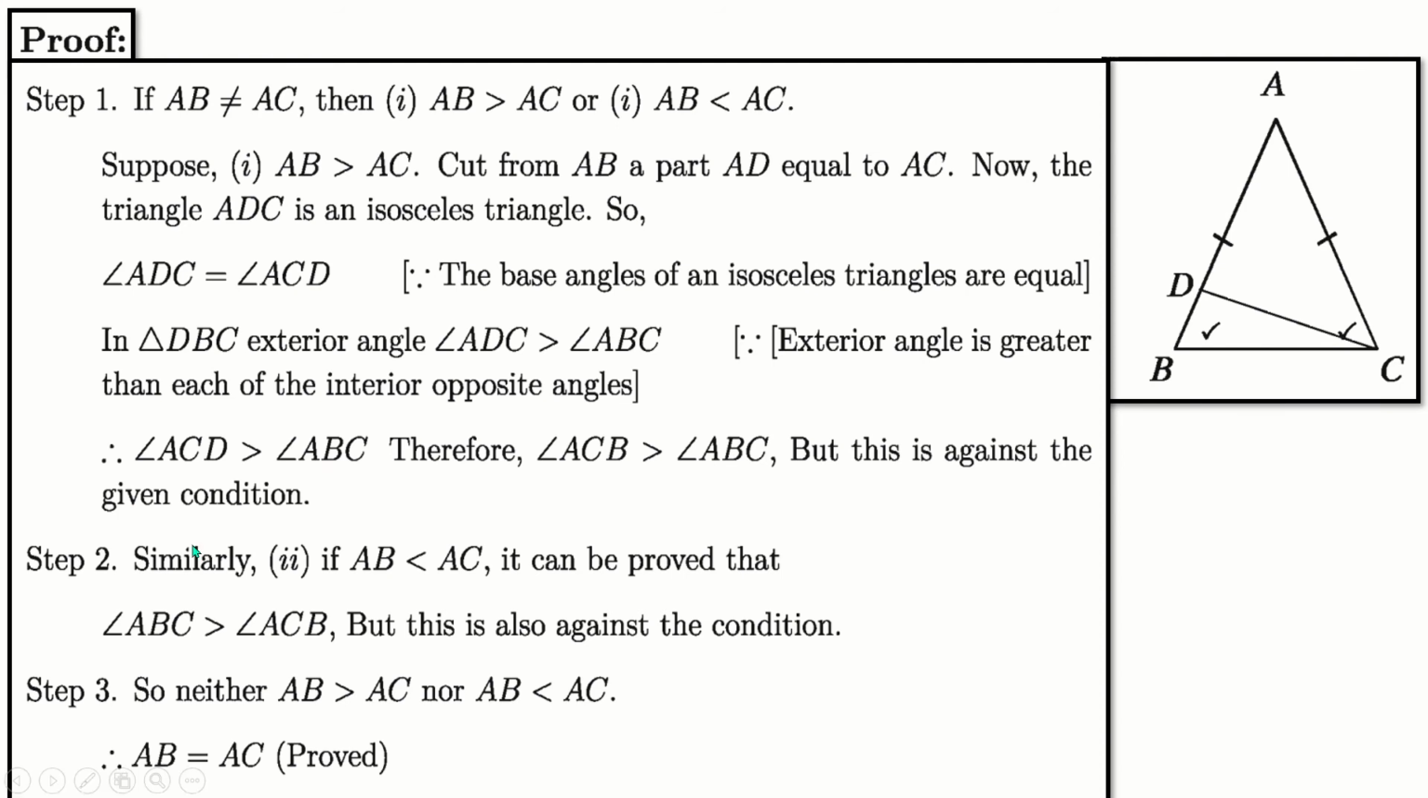Similarly, if AB is less than AC, it can be proved that ABC is greater than ACB, but this is also against the condition. Therefore we can say neither AB is greater than AC nor AB is less than AC. Therefore AB equals AC. Proof is complete.